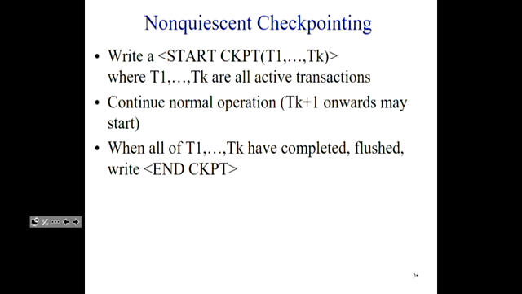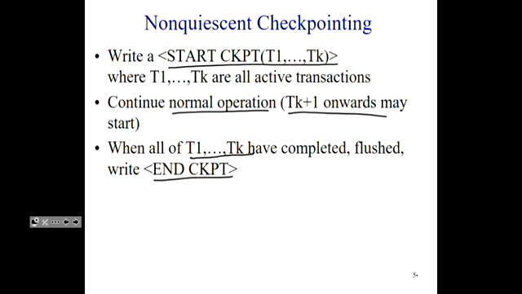So non-quiescent checkpointing would not prevent transactions from starting. It will allow transactions to start, but it will write a start checkpoint record with all of the active transactions at that point. It will continue normal operations. New transactions may start, but when all of transactions T1 to Tk have completed and flushed, you will write an end checkpoint statement. Okay, does this make sense?